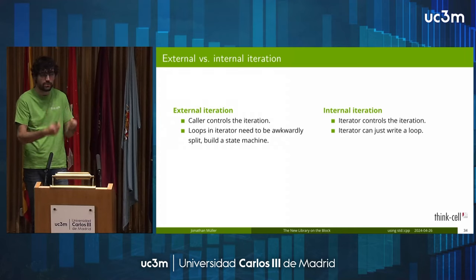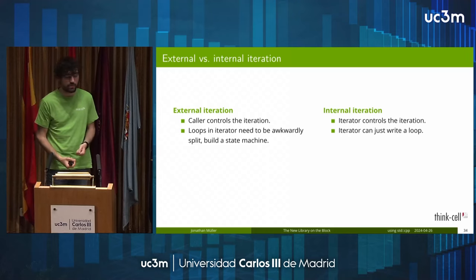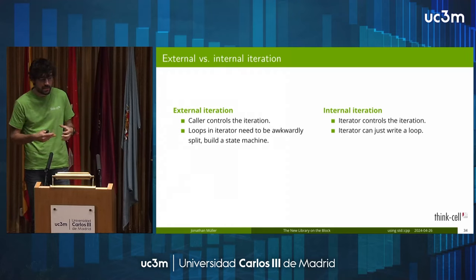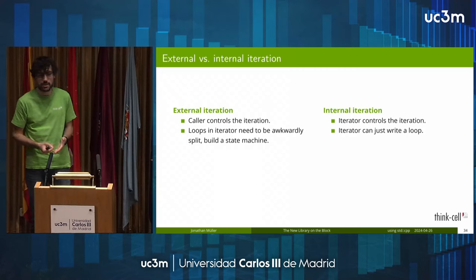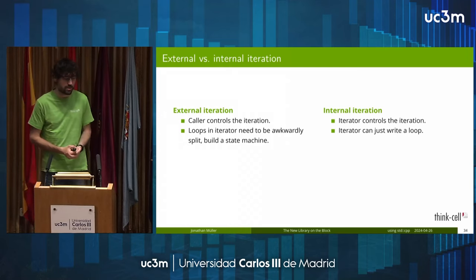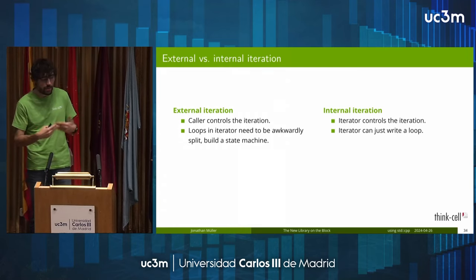And like the caller has full control, it increments, it gets the new value. But this means that any loops that an iterator naturally has need to be awkwardly split to build a state machine, because the iterator itself can't contain any loops. It can only do the next step. So you sort of have to build a state machine inside your iterator. It's much easier with internal iteration.